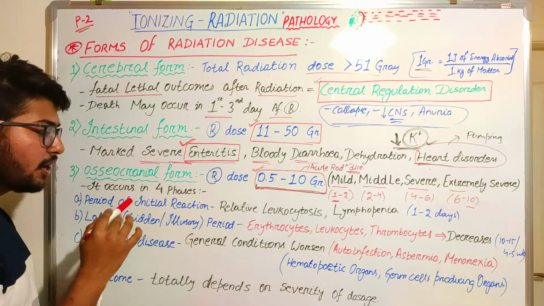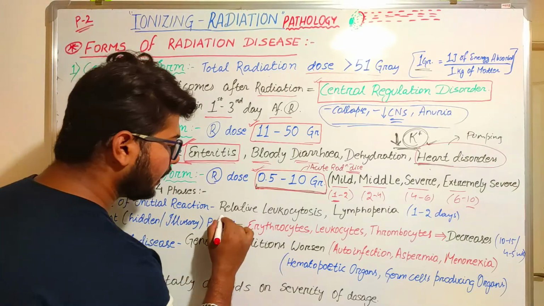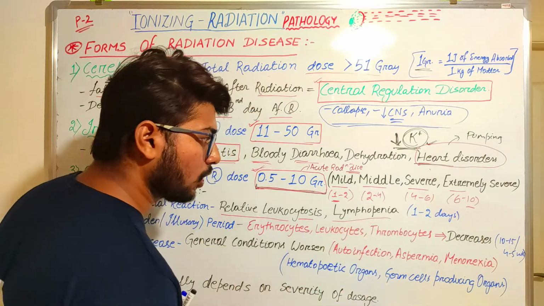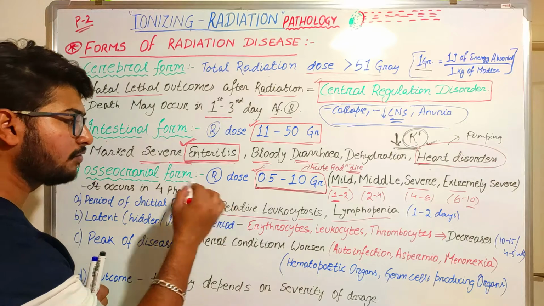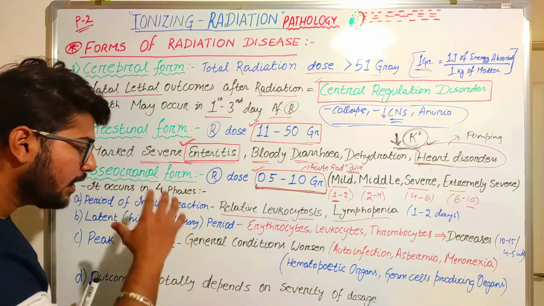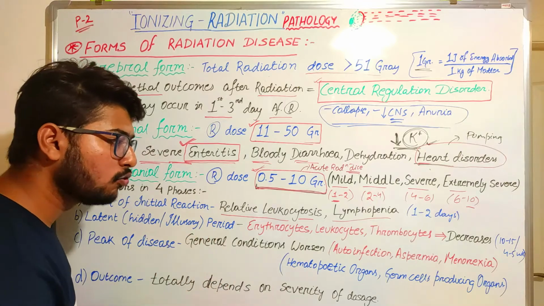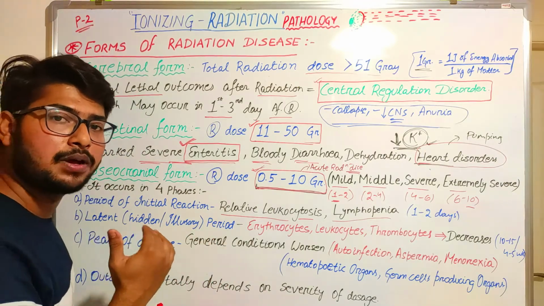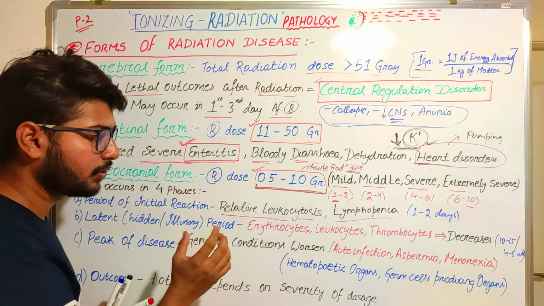First comes the period of initial reaction. In this period, what happens? The relative leukocytosis will occur and lymphopenia will occur, in between 1 to 2 days after the radiation. These are the radiation effects. So relative leukocytosis. What do you mean by leukocytosis? Leukocytosis means an increase in the number of leukocytes. And why is it called relative?